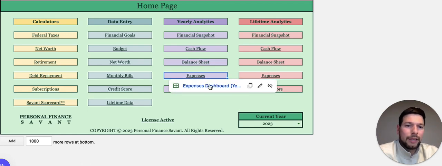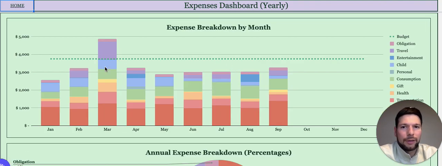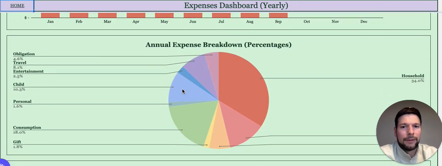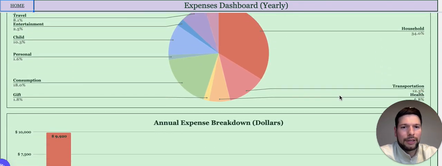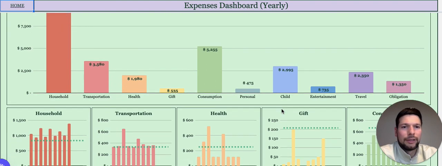The expenses dashboard is actually one of my favorites here. So you're able to see the data that you saw before. So if you just want a quick look, how much am I spending total in the month against my budget? How much am I spending total in the year on each category? But then we have these other two here. So your annual expense breakdown per category in dollars. So I can see for the year I spent almost 10 grand on household. I spent 5,200 on consumption. This is things like groceries, dining out, alcohol, those types of items. 3,000 on children. You can see how much you spent per year on each one of those categories.